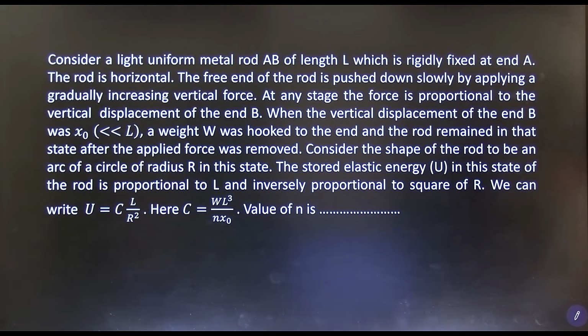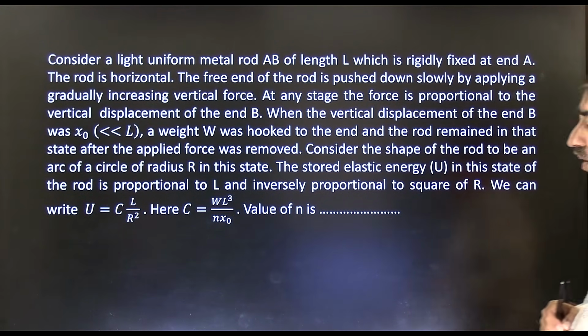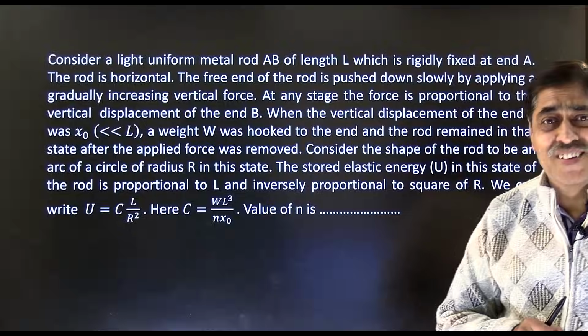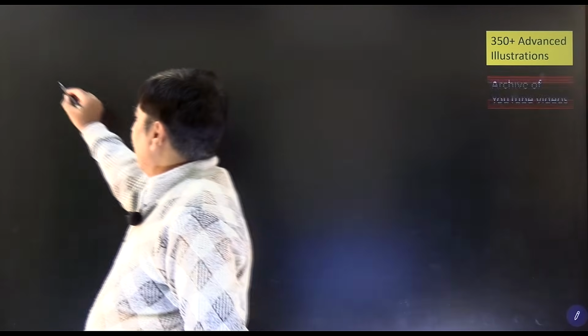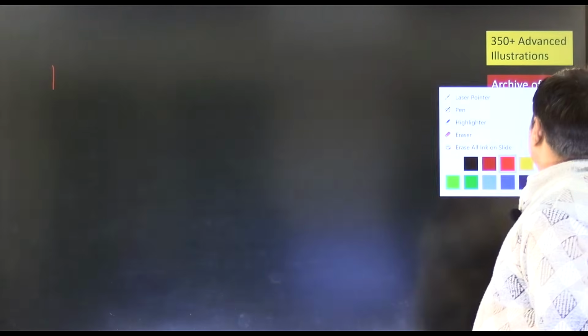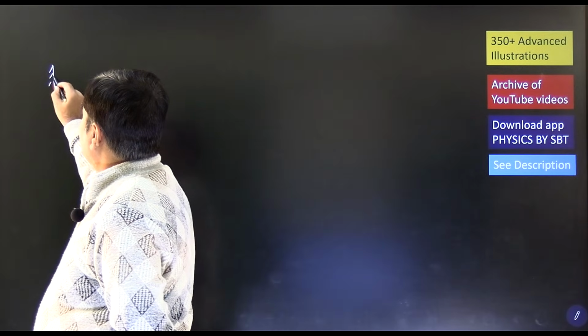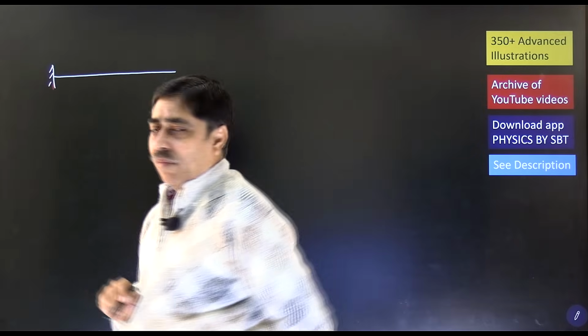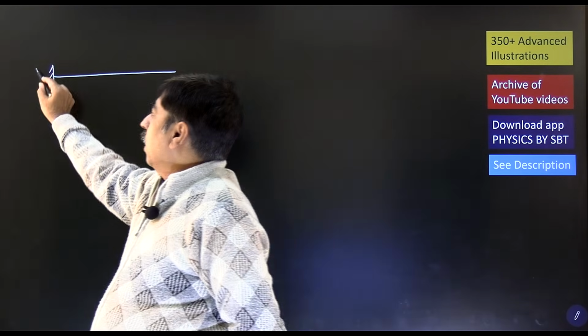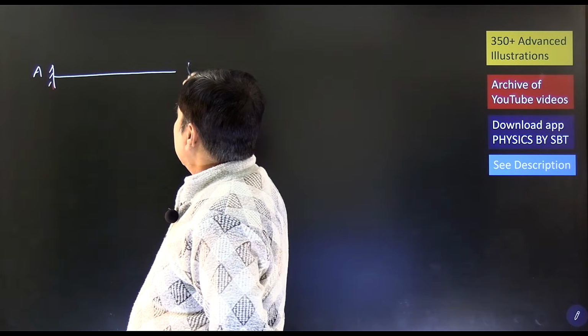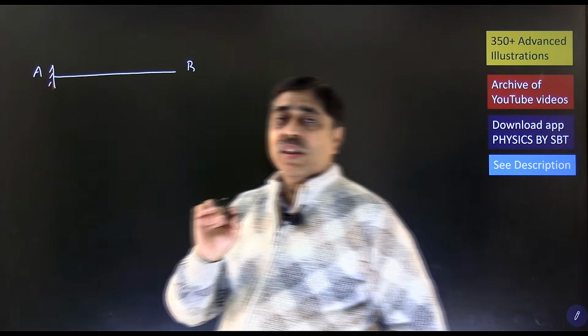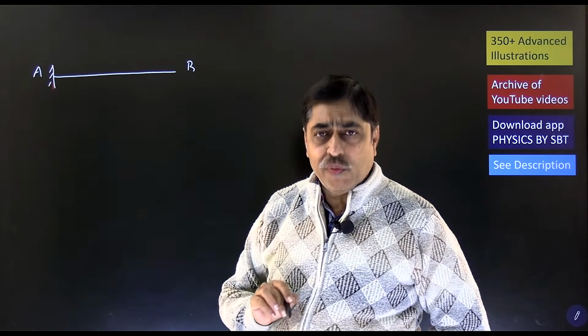After that, you can listen to me and my solution. Here I am proceeding with my solution. The question says that the rod is basically horizontal. I'll just represent it by a line. Its end A is fixed, B is free. The rod is a light rod, it does not have any weight.